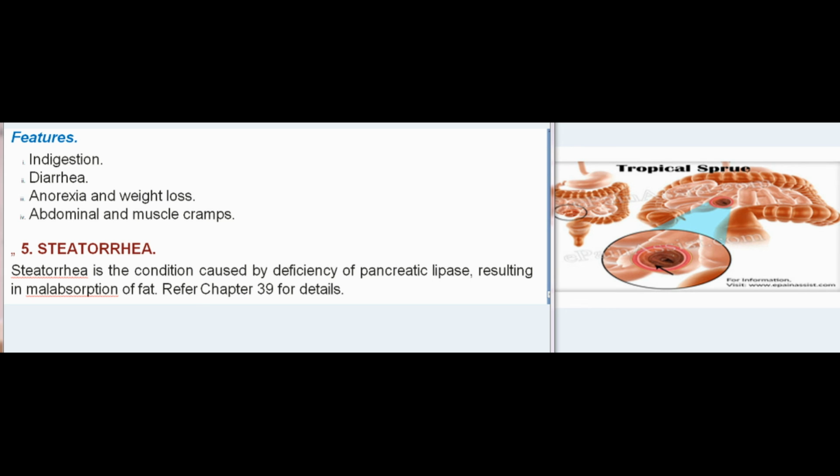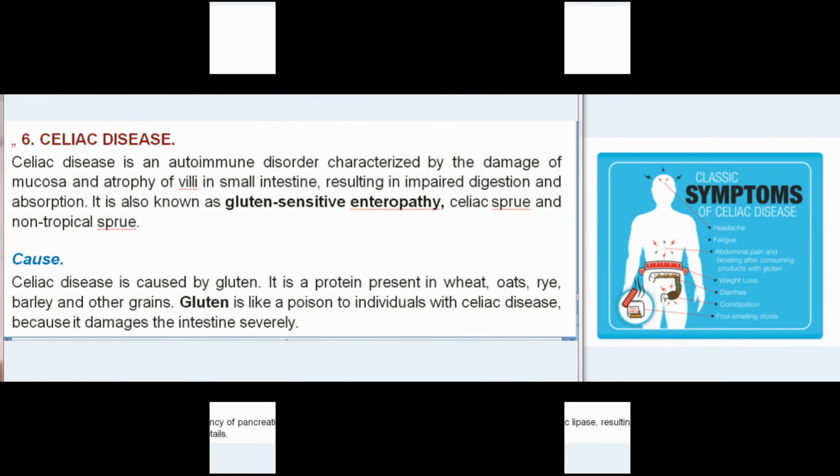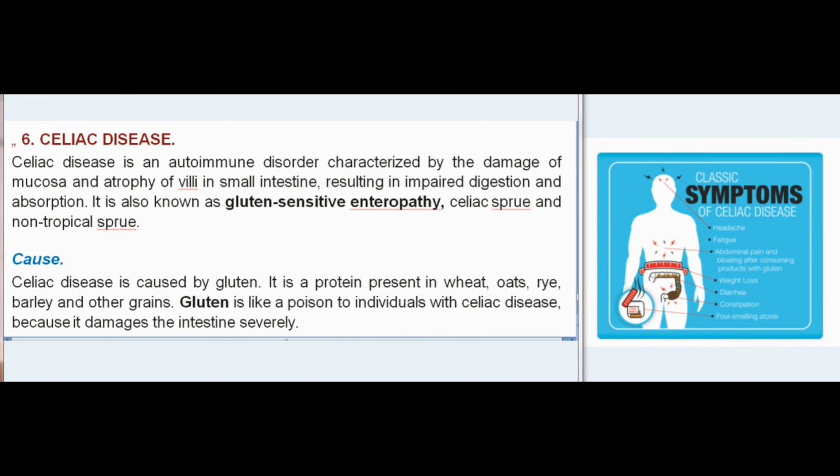5. Steatorrhea. Steatorrhea is the condition caused by deficiency of pancreatic lipase, resulting in malabsorption of fat. Refer chapter 39 for details. 6. Celiac disease. Celiac disease is an autoimmune disorder characterized by the damage of mucosa and atrophy of villi in small intestine, resulting in impaired digestion and absorption. It is also known as gluten-sensitive enteropathy, celiac sprue and non-tropical sprue.